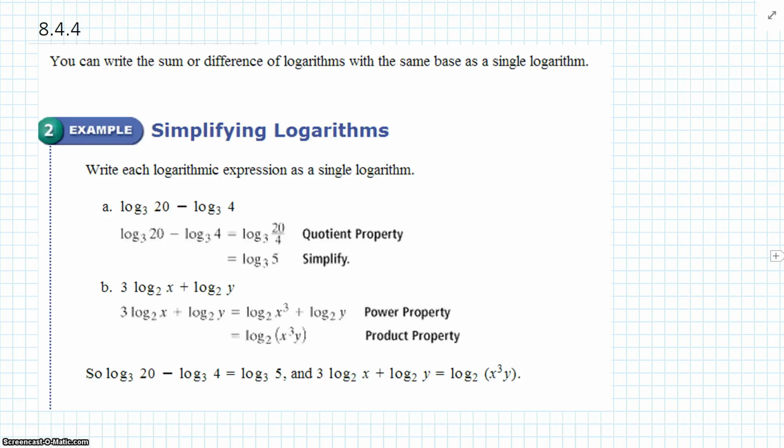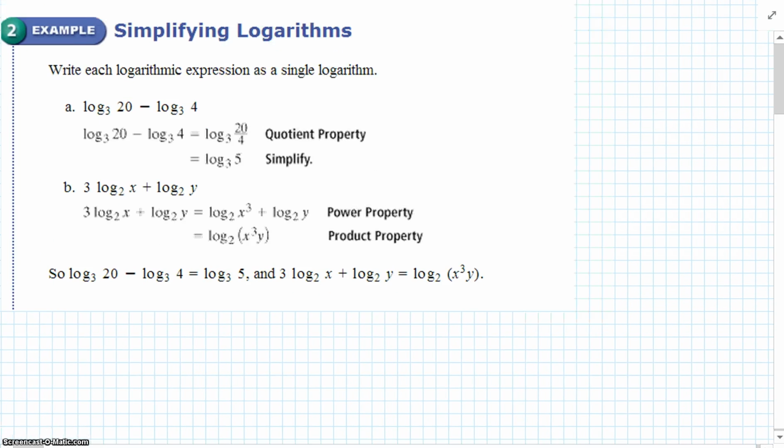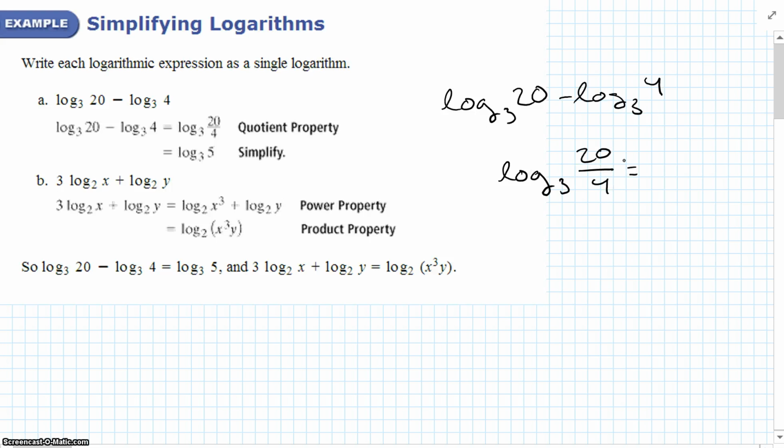All right, on to the next one. Simplify logarithms. Write each logarithm expression as a single logarithm. So I got log base 3 of 20 minus log base 3 of 4. The base is the same, so I can say log base 3 of 20 divided by 4, which could be rewritten as log base 3 of 5.